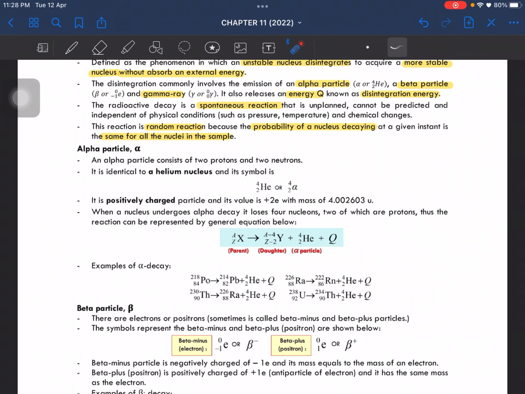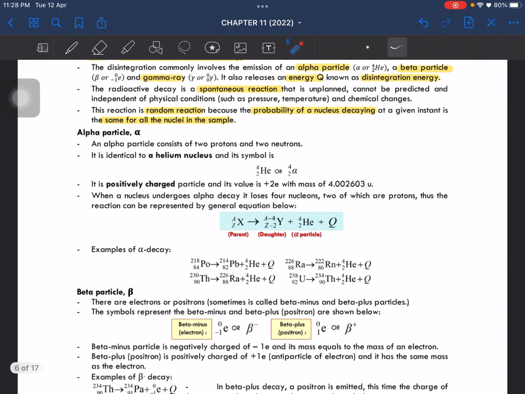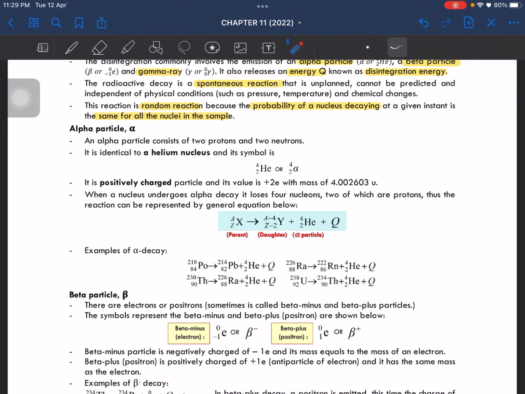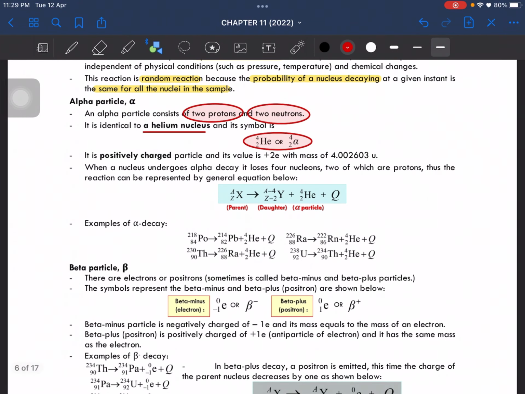Alright, so let's go on to what is an alpha particle and a beta particle. An alpha particle is a particle that consists of 2 protons and 2 neutrons. It is identical to a helium nucleus and its symbol is similar to the helium element. It is positively charged, with a value of positive 2e, and has a mass of this.